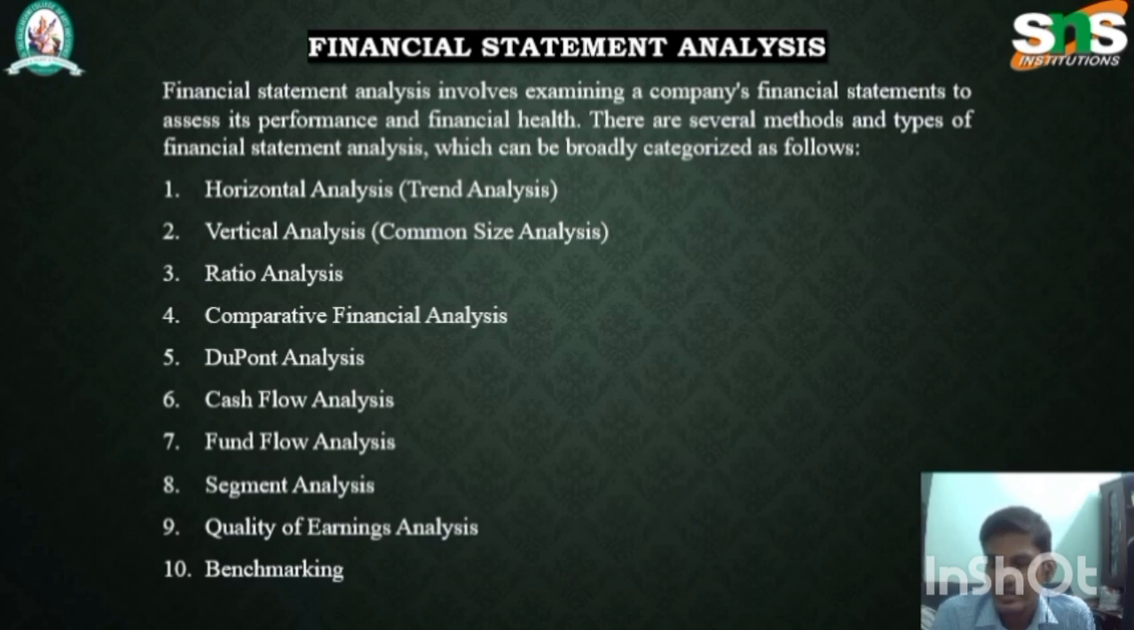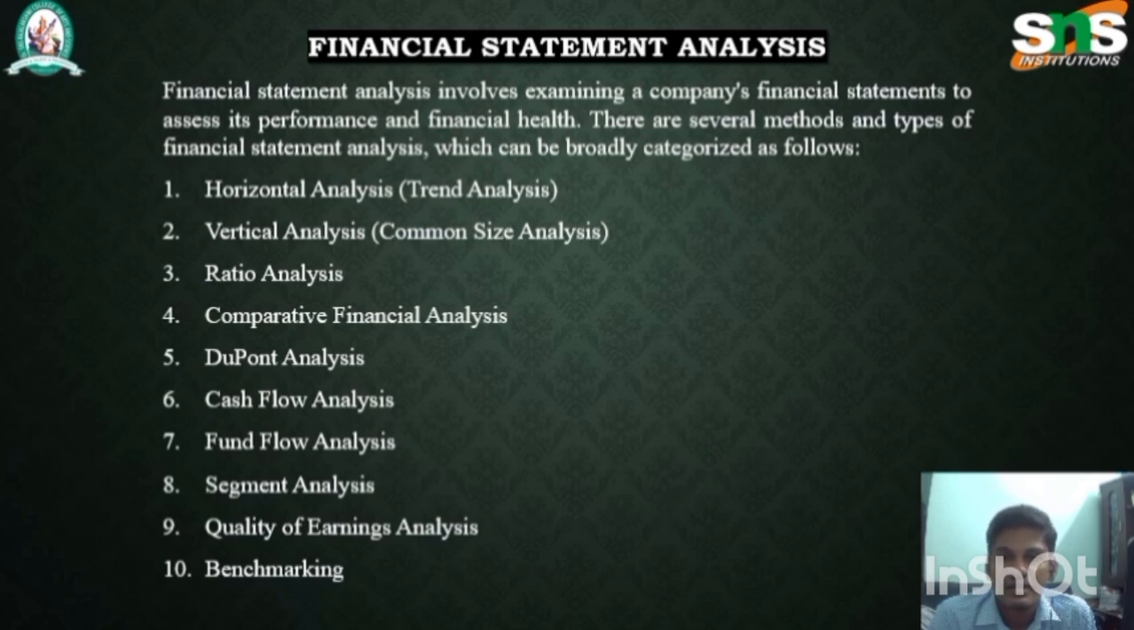Like horizontal analysis, it is otherwise called trend analysis. In this analysis, the financial statements of a company will be analyzed over a period of time, say for example, the last 5 years or last 10 years. Each and every line item will be compared with the previous years and the years preceding that. So this is what we call trend analysis. It shows whether a particular line item is in an increasing trend or a decreasing trend. That is what we call trend analysis.